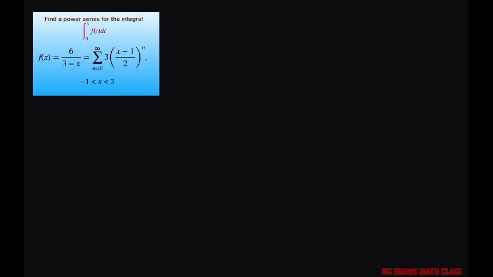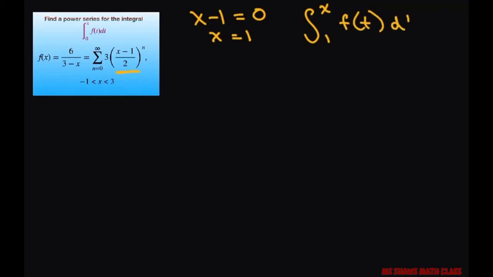Let's see. Our power series is centered at 1. So if you look at this piece here, you have x minus 1, set that to 0, x equals 1. So instead of the 0, we're going to use the integral from 1 to x of f of t dt. It's going to make our integration easier, and that's where our power series is centered.